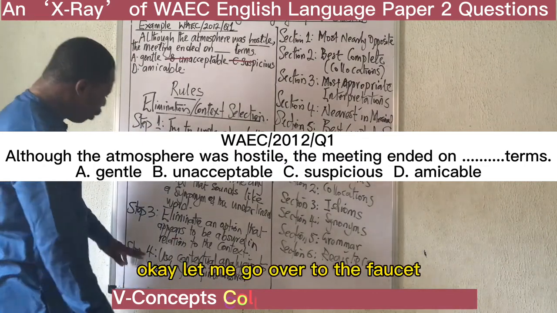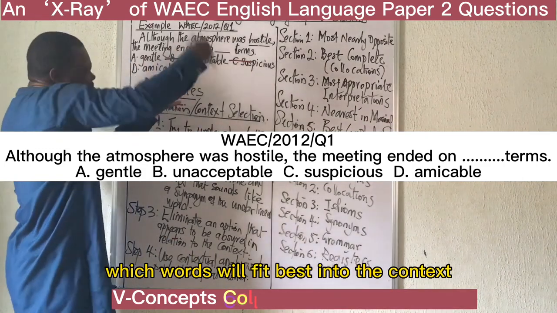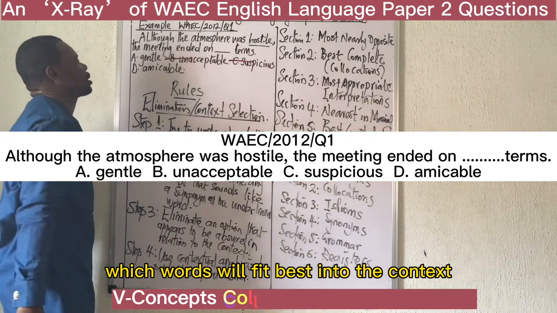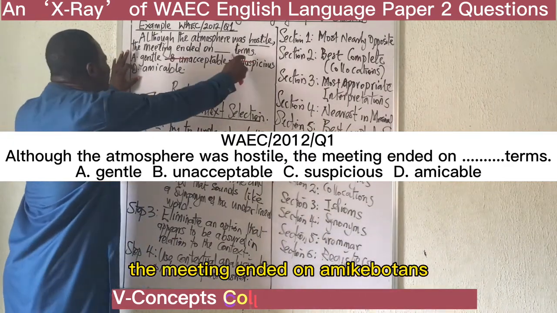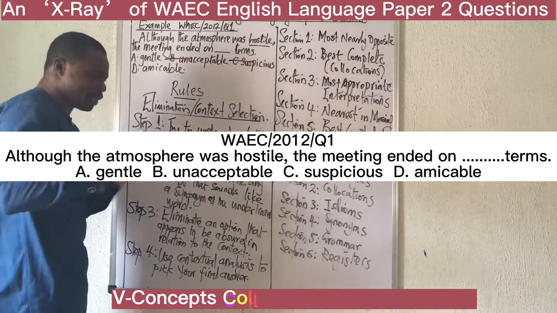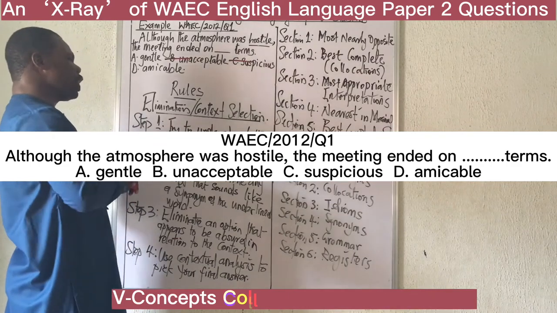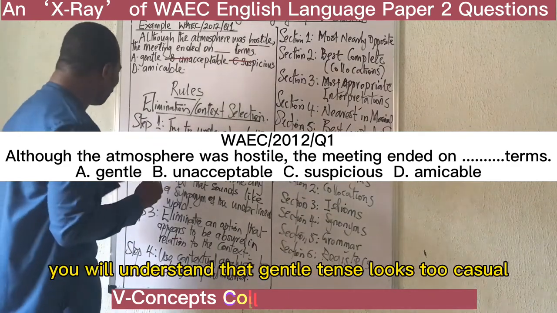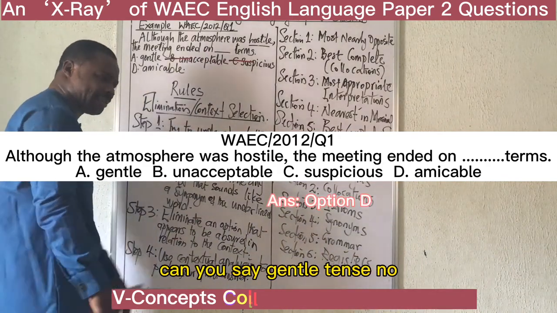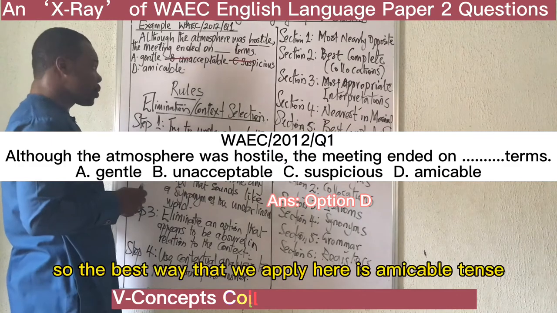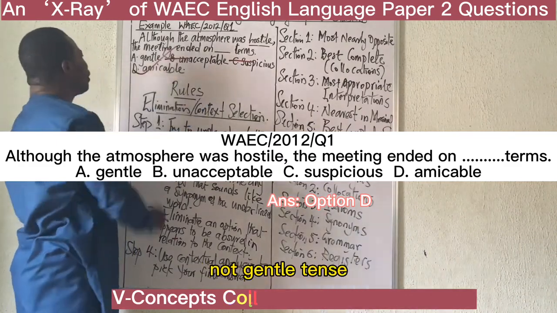Okay. You then go over to step four and say, use contextual analysis. Which word will fit best into the context? The meeting ended on amicable terms. There are some challenges, like people taking gentle terms or amicable terms. If you think very well, you will understand that gentle terms looks too casual. It doesn't fit into this context. Can you say gentle terms? No. So the best word that we apply here is amicable terms, not gentle terms.